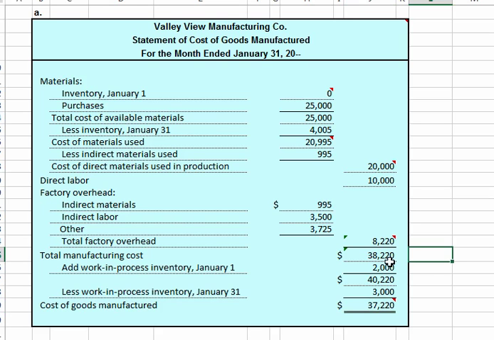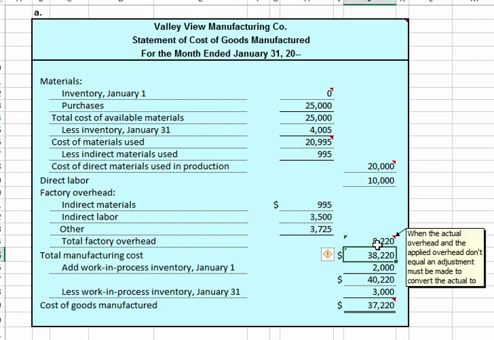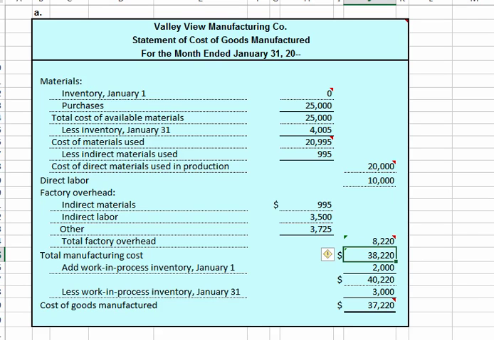Now, why are we doing this last part? Well, we added up our total manufacturing cost. It's just the cost of direct materials used in production, plus direct labor, plus total factory overhead. We want to add work in process to start the month because even though those items were begun in a previous month, they were finished in the month of January in this case, so they'd be a part of this month's cost of goods manufactured. We deduct out work in process at the end of the month because that'll be included in February's cost of goods manufactured. It should not be picked up here.